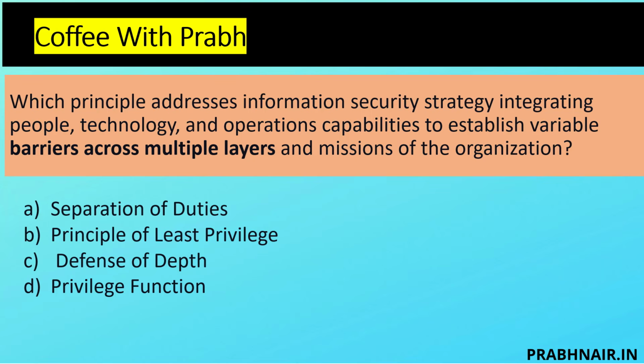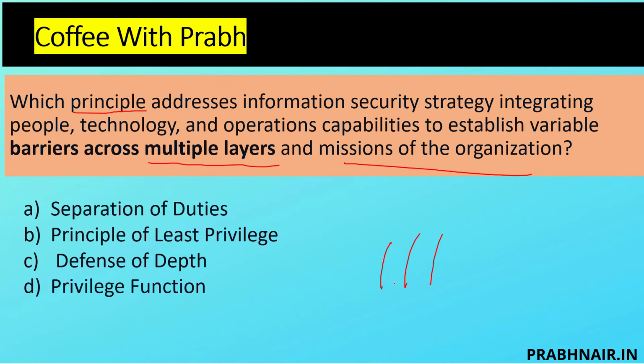It's an interesting question. Which principle addresses an information security strategy integrating people, technology, and operations, which can be process, capability, to establish variable barriers across multiple layers and missions of the organization? The first keyword is principle. Multiple layers means layer 1, layer 2, layer 3.